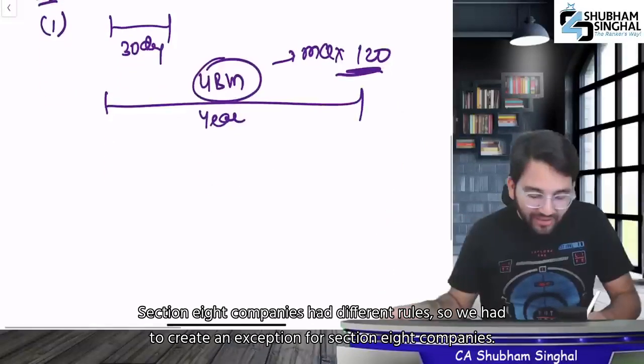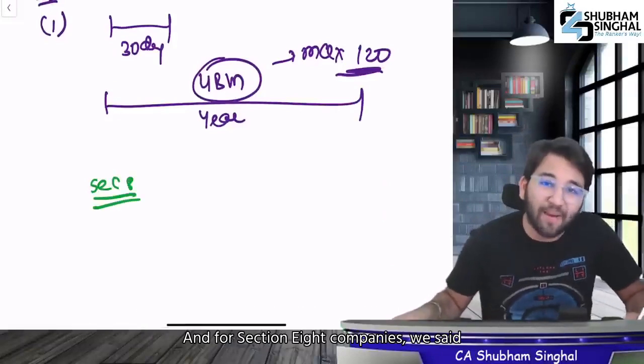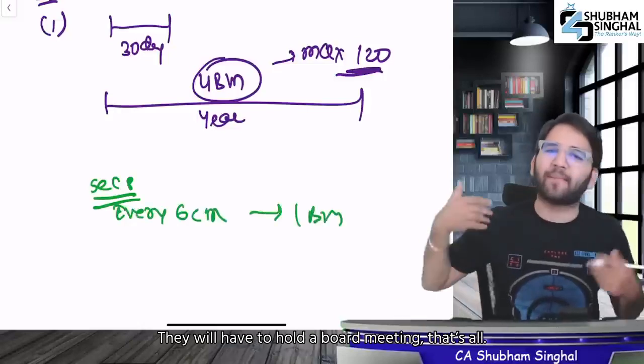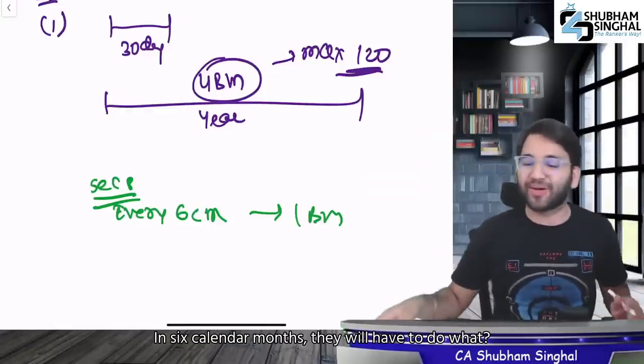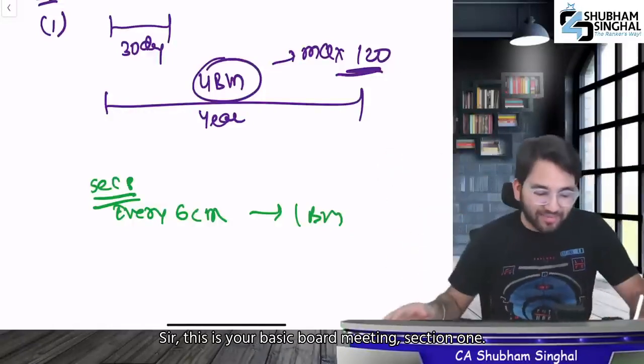After that, what did they say? Section 8 companies have different rules. They created an exception for Section 8. And for Section 8 companies, every 6 calendar months, they will have to hold a board meeting. Don't look at anything else. Every 6 calendar months, they have to hold board meetings. This is your basic board meeting, subsection 1.